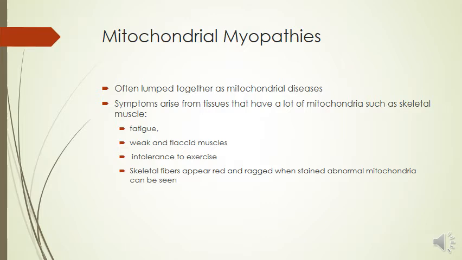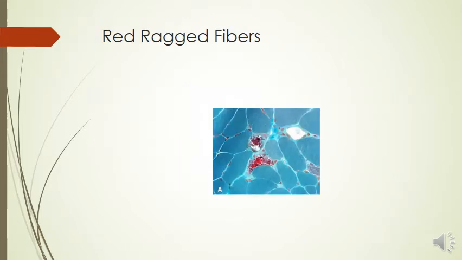If we look closely at the skeletal muscle fibers under the light microscope after staining the mitochondria, they're abnormal. The skeletal muscle fibers appear red and ragged. This is a slide pointing out red and ragged fibers.